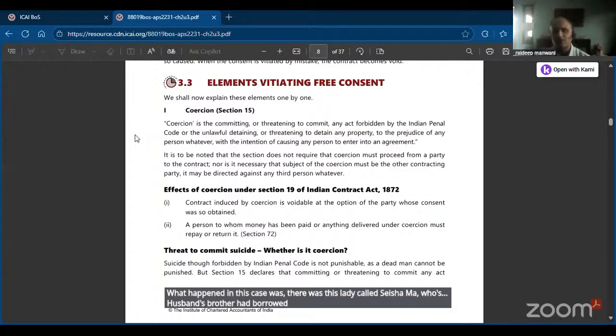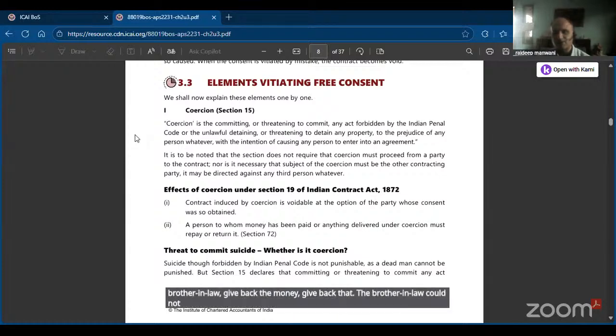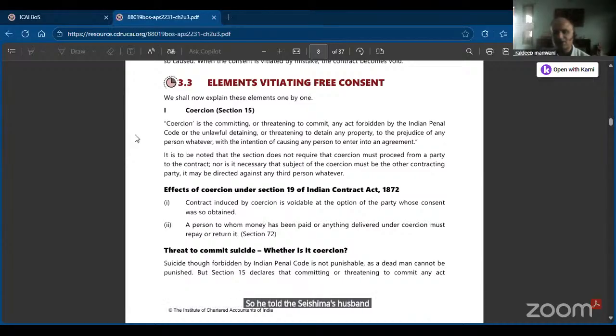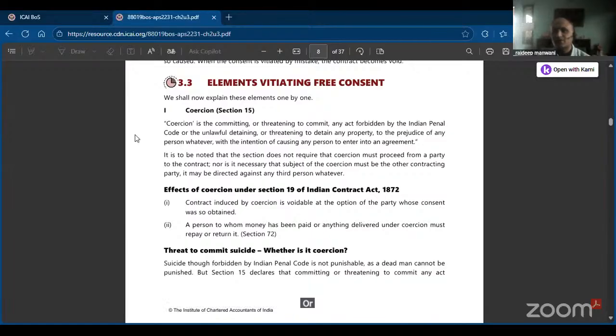money from her. The brother-in-law had borrowed some money from her, and she wanted the money back. So she kept on telling the brother-in-law, give back the money. The brother-in-law could not return the money and he was very upset. So he told Sheshamma's husband, that is his brother, every time your wife is irritating, she's a stupid lady, all the time troubling me, you do something. Be a man, don't be a mouse. Understood?